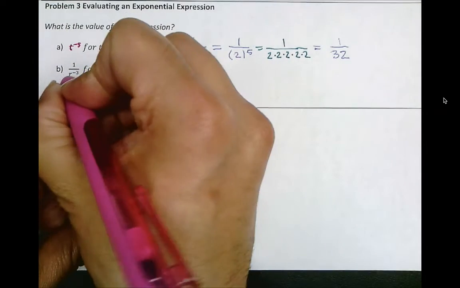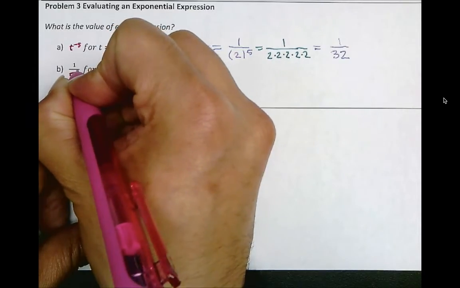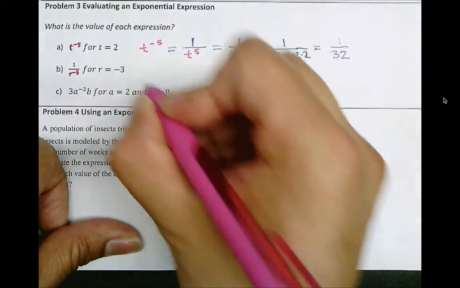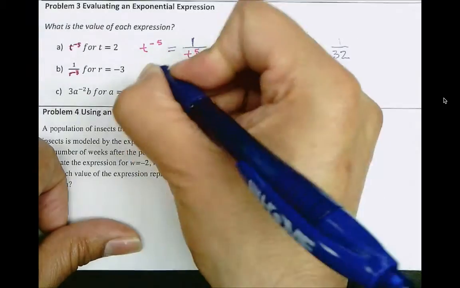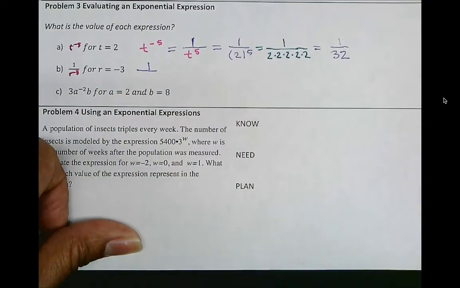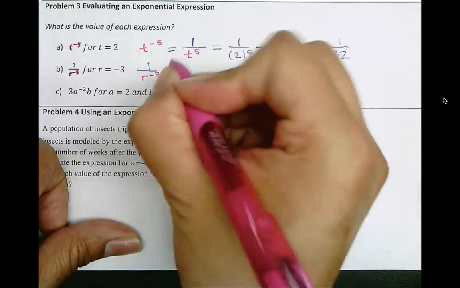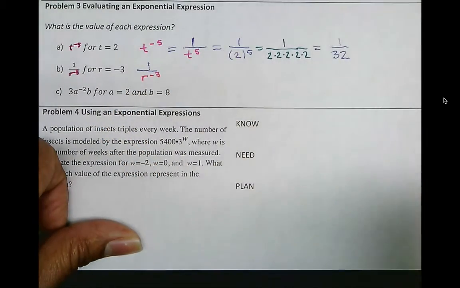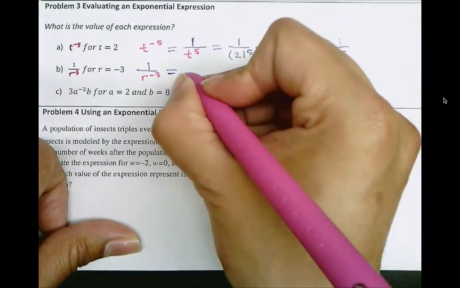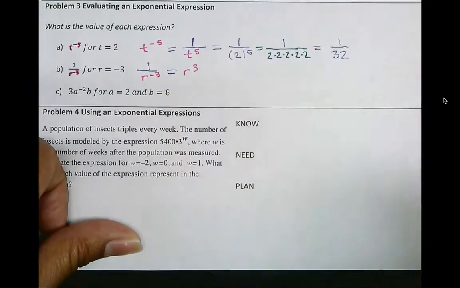Similarly, in the second part, part B, we have an exponent of negative 3. So here, let's go ahead and rewrite this. 1 over r to the power of negative 3. And we want to rewrite this so that the exponent is positive. So we bring this up into the numerator, so the top. That becomes r to the power of positive 3.